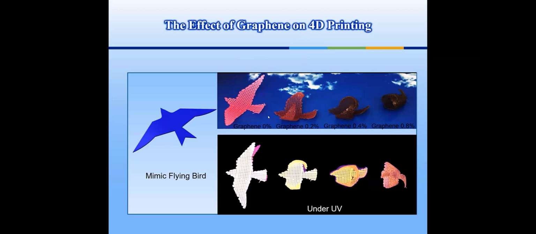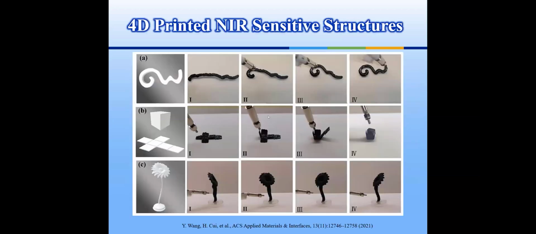But we found that after adding the graphene nanoparticles into the constructs, they can change the energy absorption when we do the laser printing process. And then under UV light, they can change their shape differently. You can see at higher concentration, they change their shape further compared to the control and the lower concentration graphene. And we also fabricated different patterns, like a GW pattern, a cube, and a sunflower. Under the light, they can also self-fold and change their shape automatically.